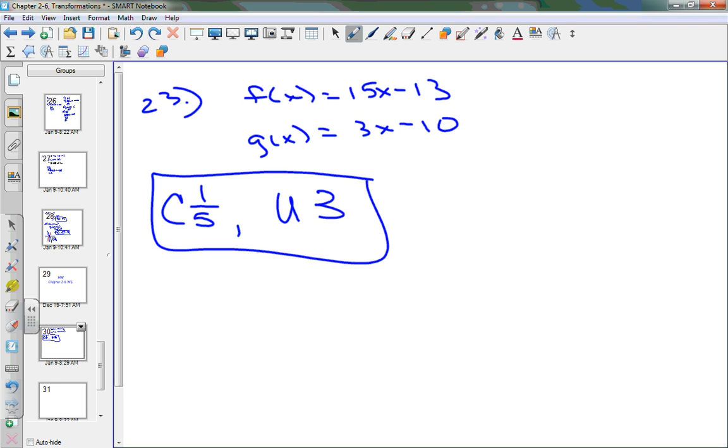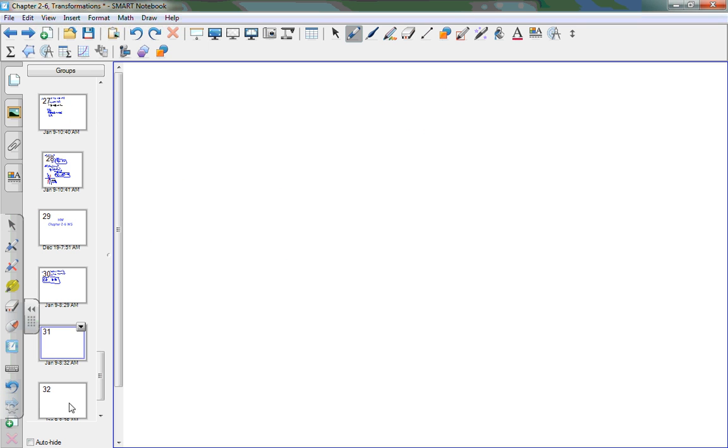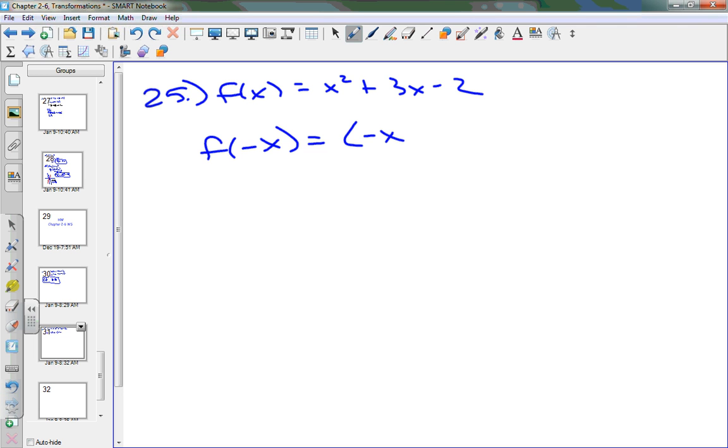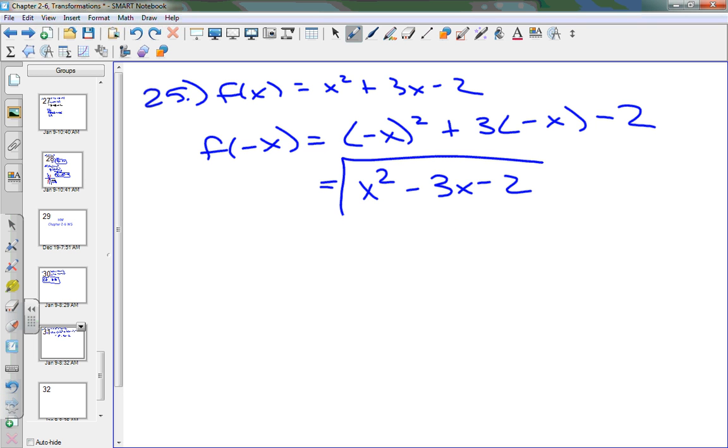Now 25. F of x is equal to x squared plus 3x minus 2, and it says to reflect over the y-axis. So if I'm reflecting over the y-axis, what changes? Your x value. So every place you see an x, you're actually doing negative x. Right? So what's negative x times negative x? Positive x squared minus 3x minus 2. There's your new function.